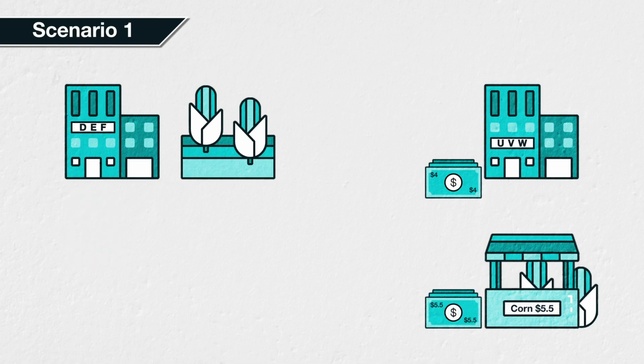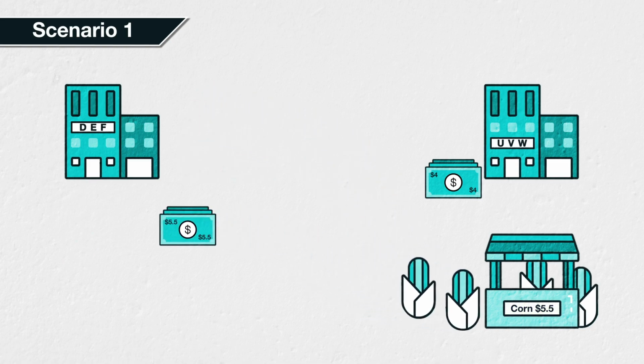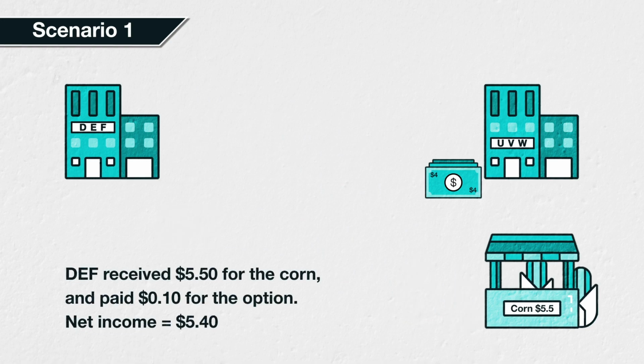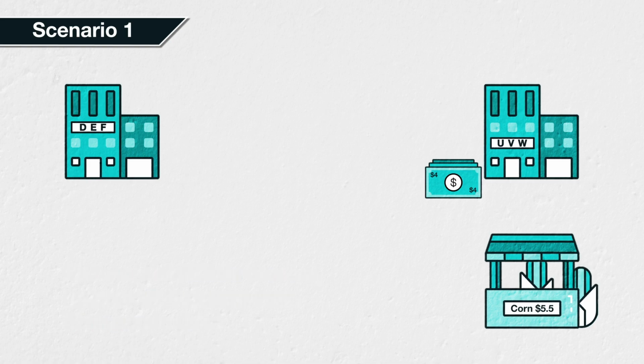DEF therefore sells their corn for $5.50 per bushel in the open market. They also paid 10 cents per bushel for the put option though, so the net amount they have received is $5.40 per bushel. This $5.40 is slightly less than they would have received if they had not purchased the put option, but is still much higher than the $3.80 per bushel that they calculated as what they needed to make to be profitable. So in scenario 1, where the price of corn increased, DEF has a profitable outcome.